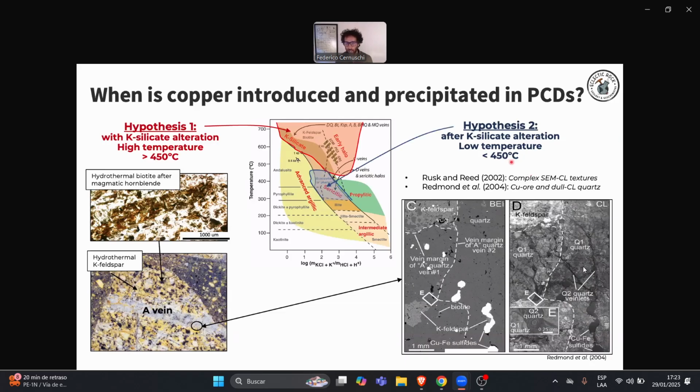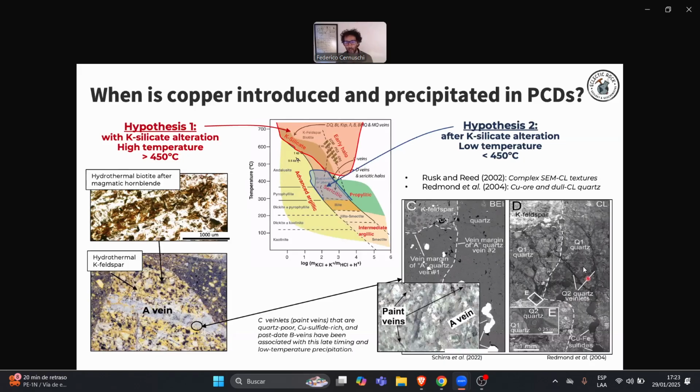So this suggests that maybe the potassic alteration and the A veins formed first, and then the sulfides were introduced later with this later and lower temperature quartz. And that gained more traction with more recent work studying these C veinlets or paint veins, which not only cross-cut A veins, but sometimes you can observe them on their own. They also have this low temperature quartz, so that led to the idea that everything is introduced late and at low temperature.